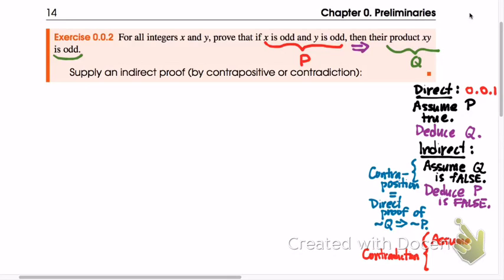Assume Q is false. So we assume Q is false, which is also something that we do in a proof by contraposition. But we also have to assume something else when we're proving by contraposition. P is true. Right. So assume that P is true and Q is false.